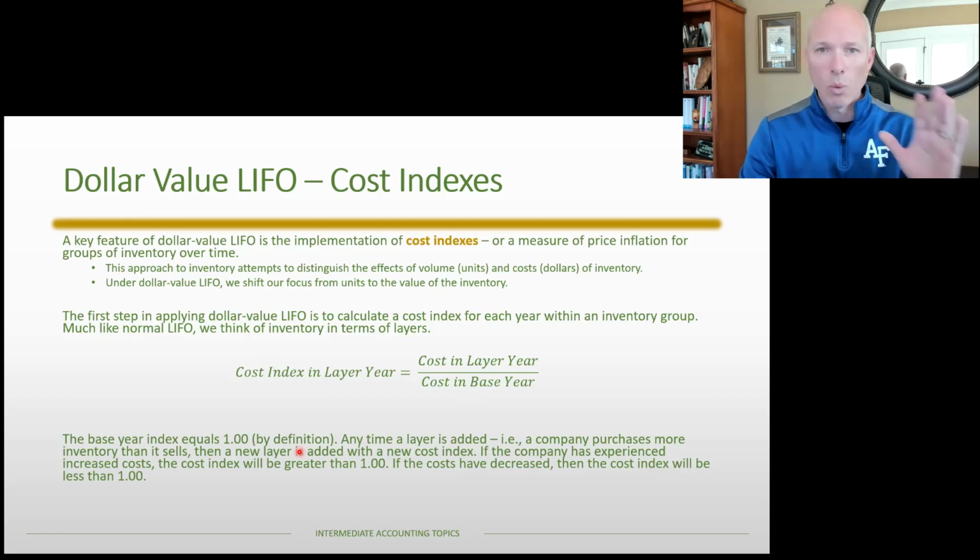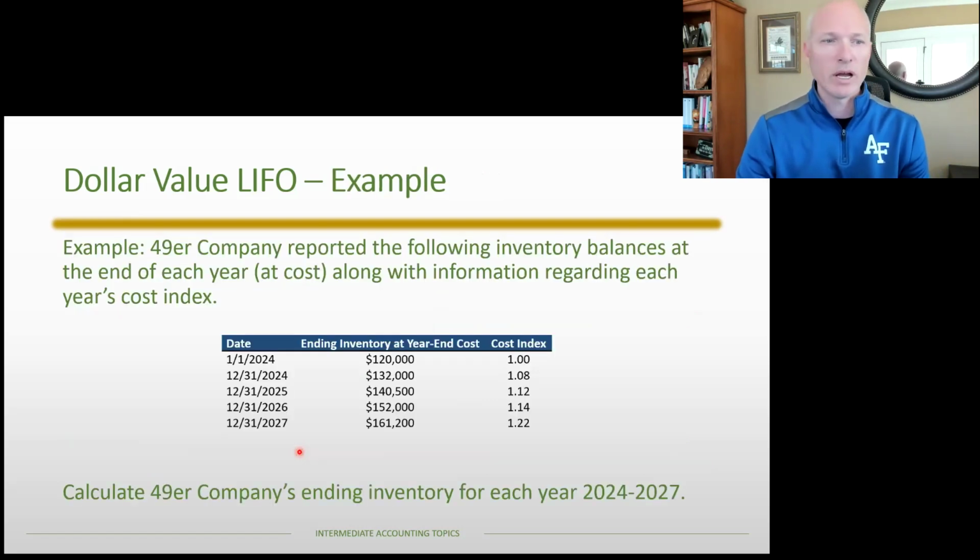I don't want to complicate your life the first time seeing this. All right. So once we get the idea of what a cost index is, we're going to walk into an example. All right. So here's our example. So they had these inventory balances. And so what we have is at the very beginning of 2024, this cost index, so this is creating that base year. The value of my inventory as of January 1st, 2024 was $120,000. We're choosing that as the base year. So the index related to that is 1.